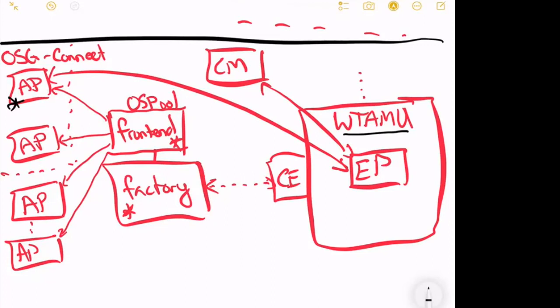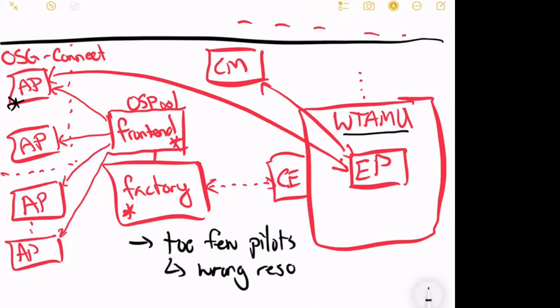for additional pilots. So one thing that can go wrong is too few pilots. That can be caused by wrong resource description. Or of course, no matching work.